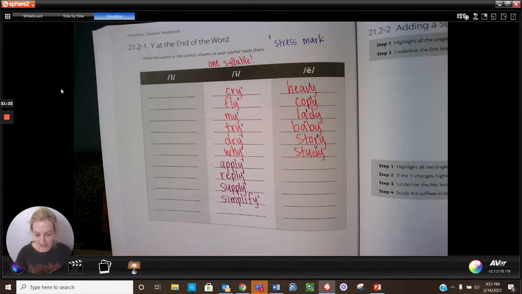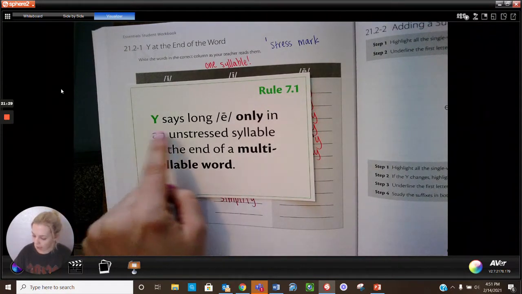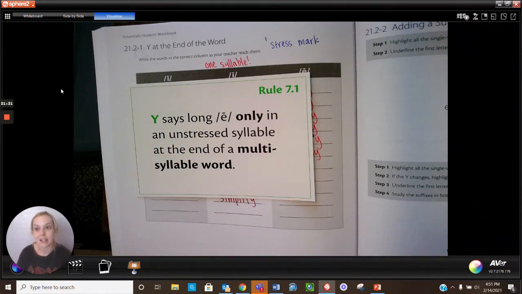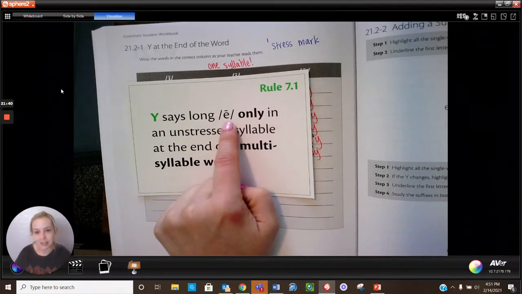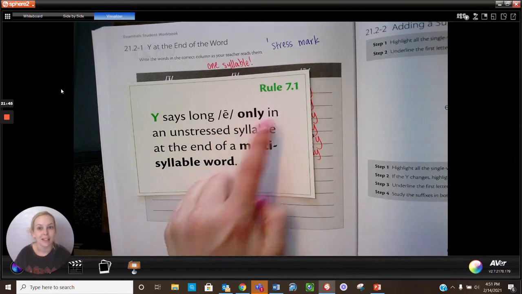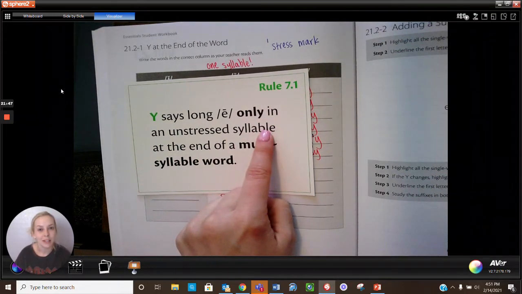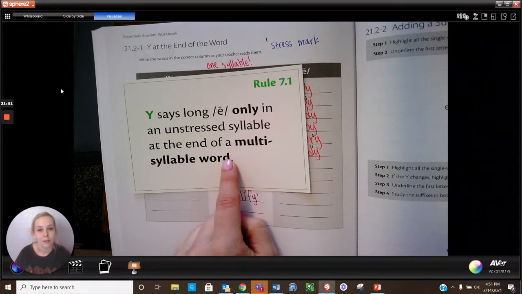So we have a spelling rule for that. It is spelling rule 7.1. Y says long E only in an unstressed syllable at the end of a multi-syllable word. Repeat after me, okay? Y says long E only in an unstressed syllable at the end of a multi-syllable word. Very good.